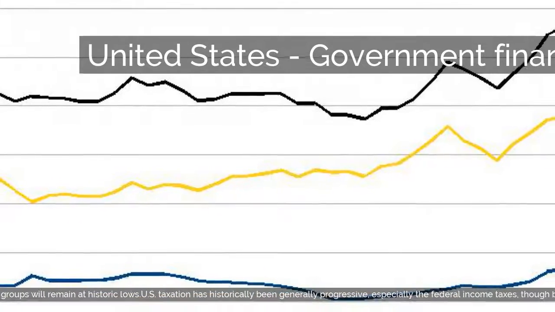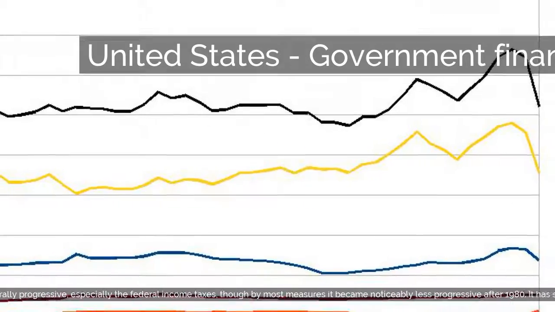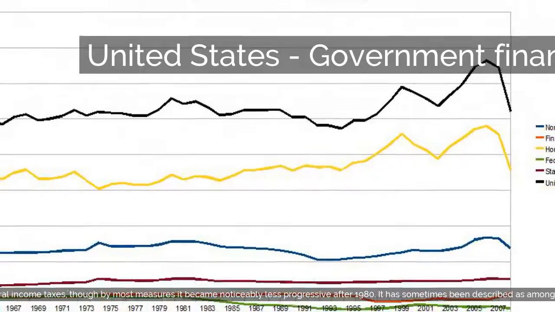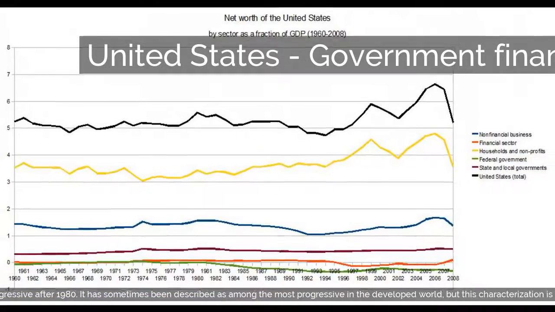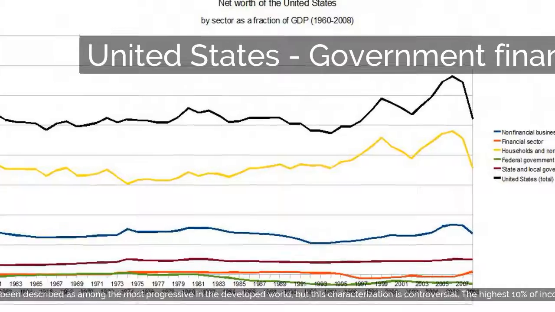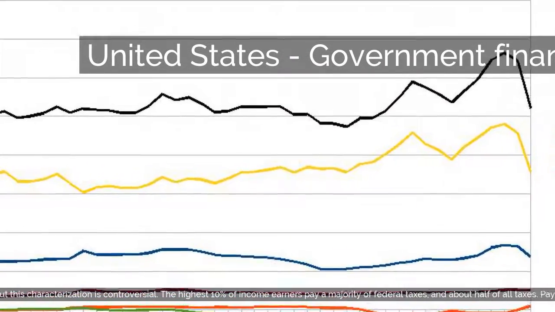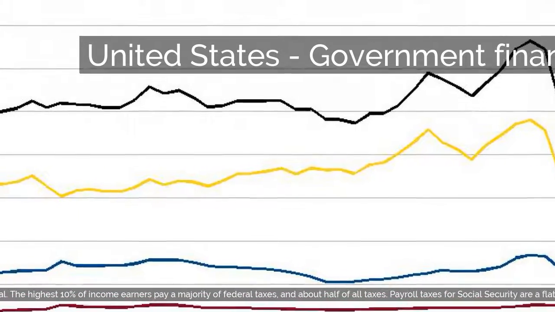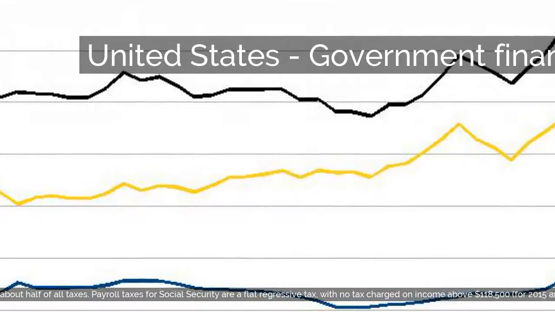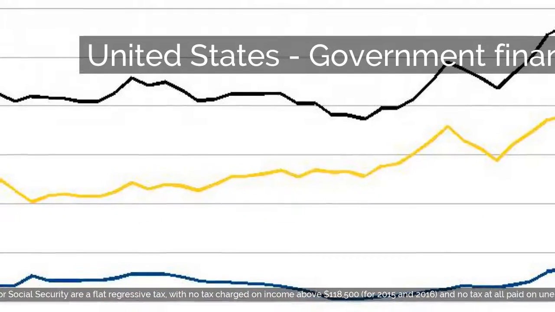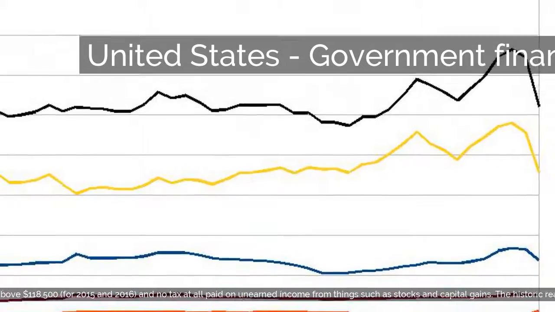Based on CBO estimates, under 2013 tax law, the top 1% will be paying the highest average tax rates since 1979, while other income groups will remain at historic lows. U.S. taxation has historically been generally progressive, especially the federal income taxes, though by most measures it became noticeably less progressive after 1980. It has sometimes been described as among the most progressive in the developed world, but this characterization is controversial. The highest 10% of income earners pay a majority of federal taxes, and about half of all taxes.